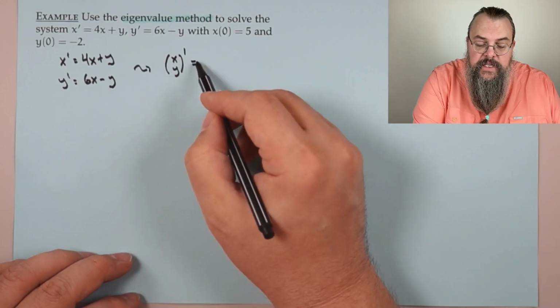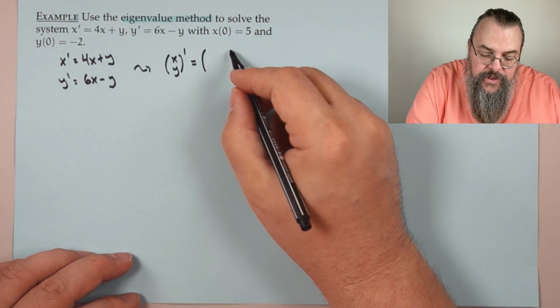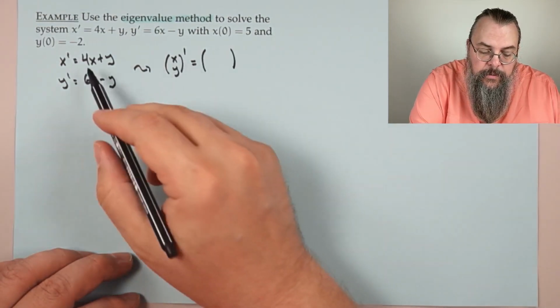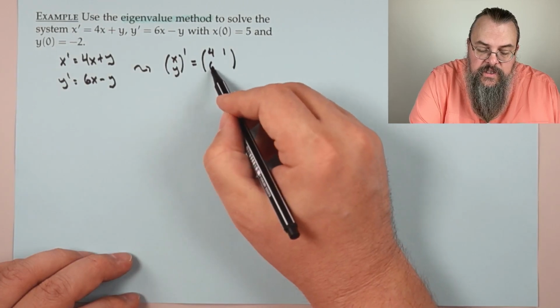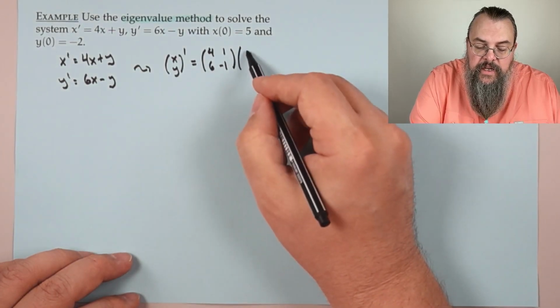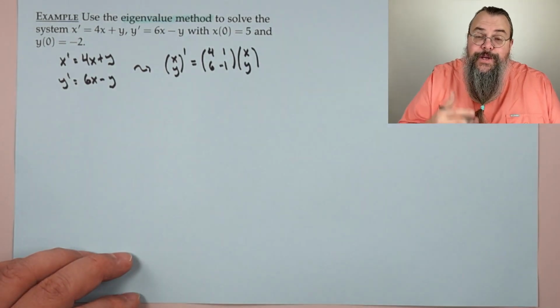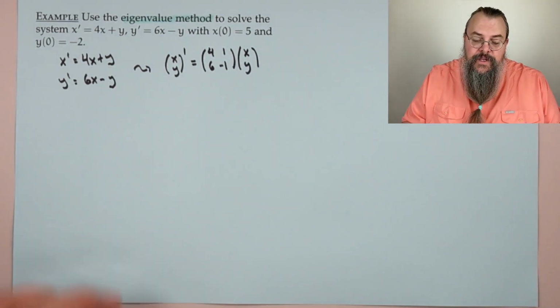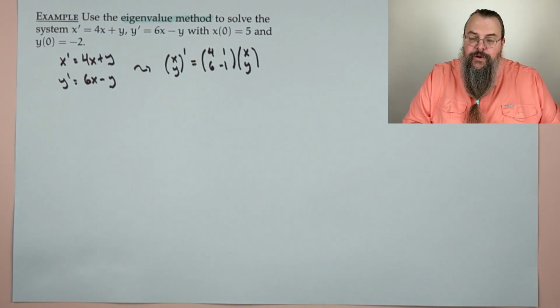So we're combining it into sort of one single equation. And now we grab the coefficients, 4, 1, 6, minus 1, and x, y. Okay, now we have our setup. Good, a matrix has appeared.